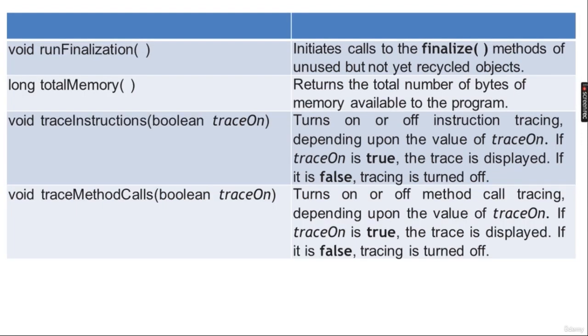void runFinalization() initiates calls to the finalize methods of unused but not yet recycled objects. long totalMemory() returns the total number of bytes of memory available to the program. void traceInstructions(boolean traceOn) turns on or off instruction tracing depending on the value of traceOn. If traceOn is true, the trace is displayed. If it is false, tracing is turned off. void traceMethodCalls(boolean traceOn) turns on or off method call tracing depending upon the value of traceOn. If traceOn is true, the trace is displayed. If it is false, tracing is turned off.